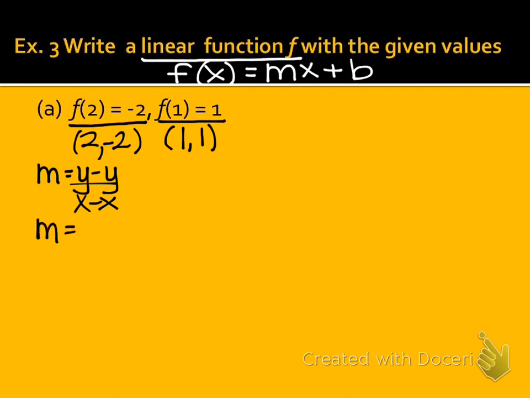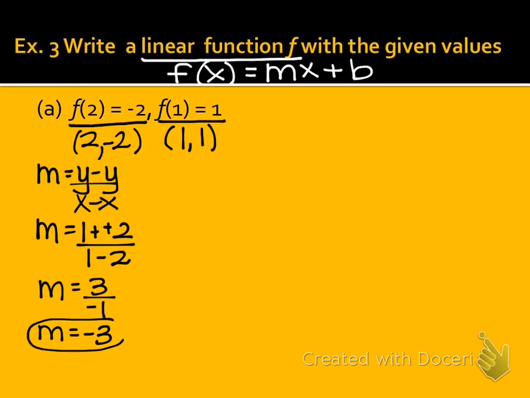Okay, M equals. Travis, what do you want to do for y minus y? Let's do 1 minus negative 2. 1 minus negative 2 divided by? 1 minus 2. Good. Now what jumps out at you right now? The double negative. The double negative becomes positive. So what is 1 plus 2? 3. And what is 1 minus 2? Negative 1. Good, I heard it. And what is 3 divided by negative 1? Negative 3.